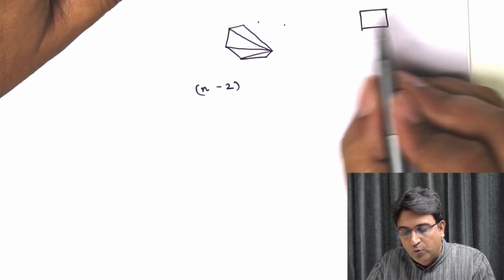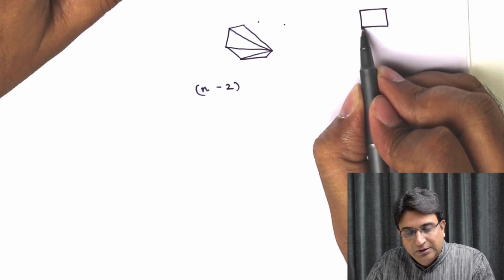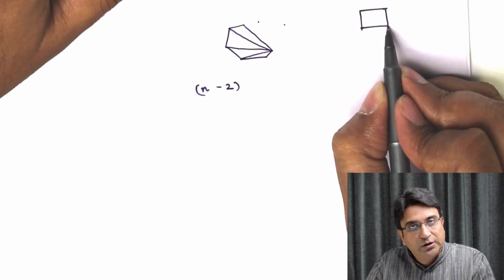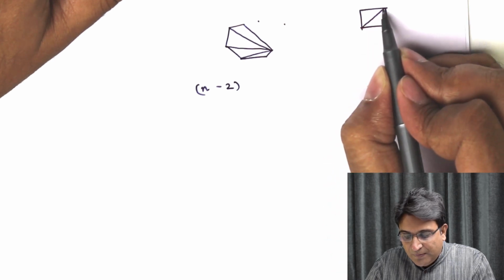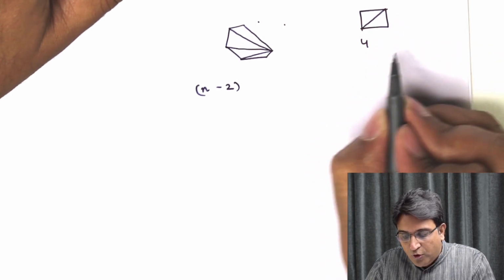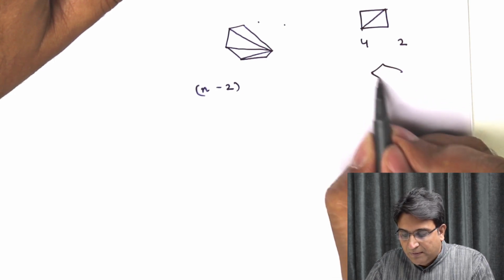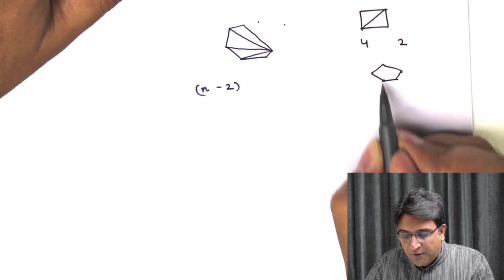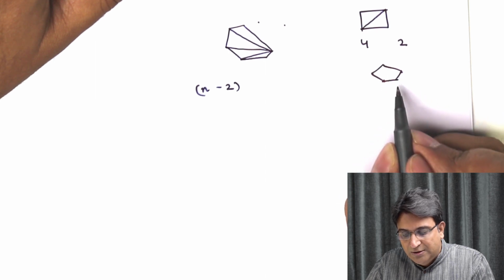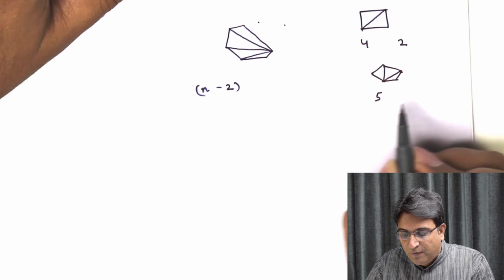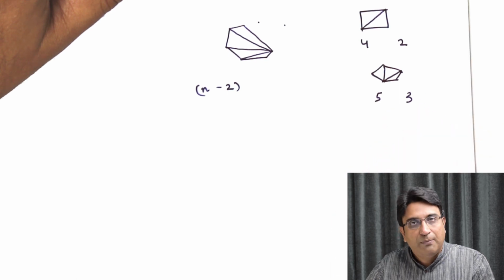Let me give you some more examples. Here we have 4 vertices. Start from any vertex, leave 2 sides, 1 and 2. That means leaving 1 vertex, is it not? And then join. So you get 2. So when you had 4, you got 2 non-overlapping triangles. Now you take a pentagon. Start from one vertex, leave 2 sides or 1 vertex, and then you get how many? 3. So when you had 5, you got 3 non-overlapping triangles.